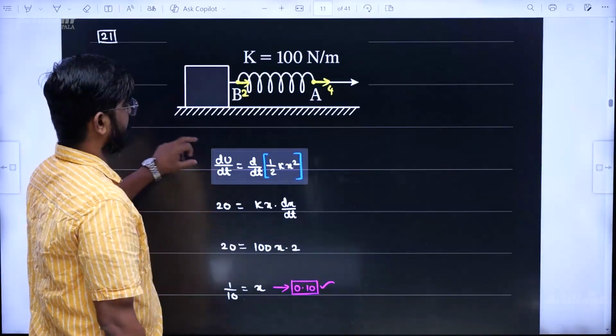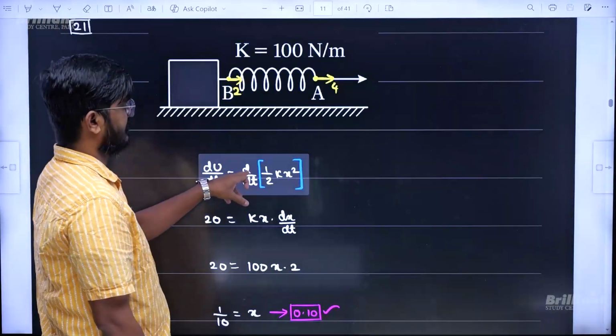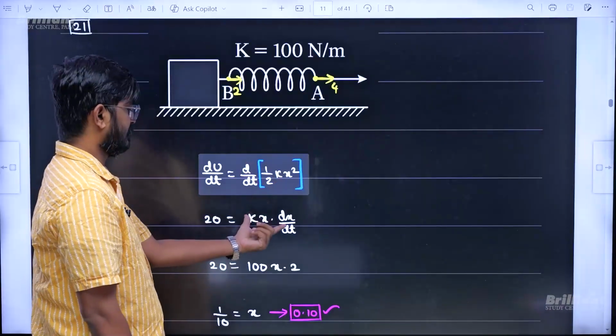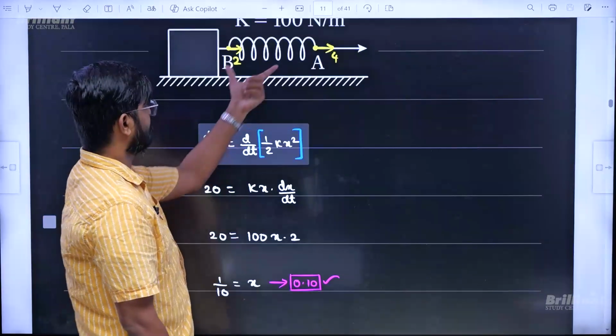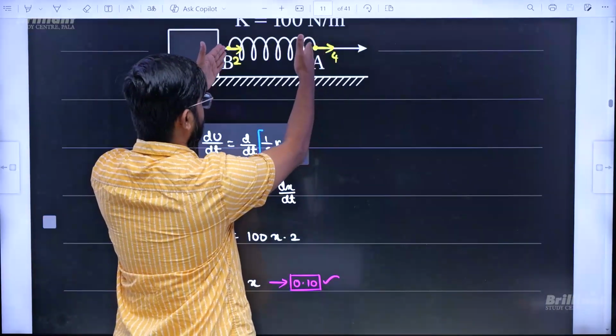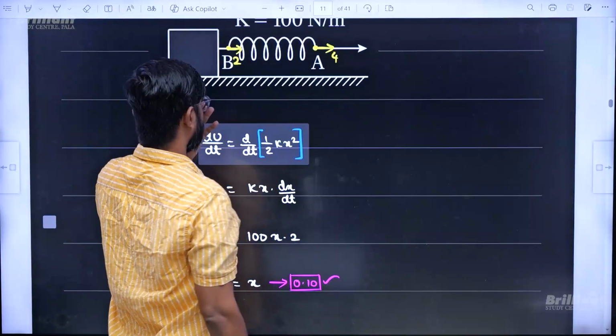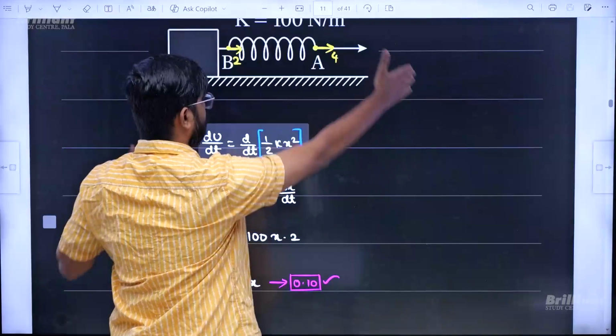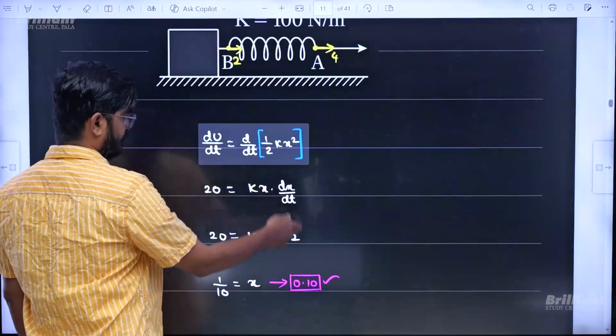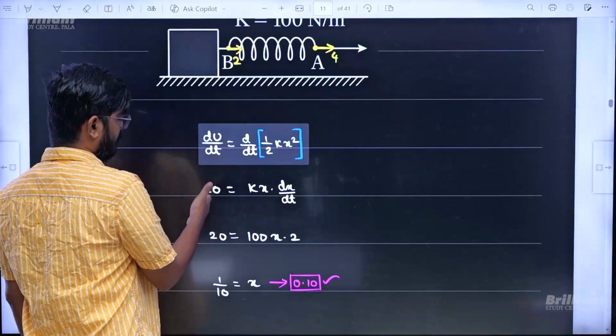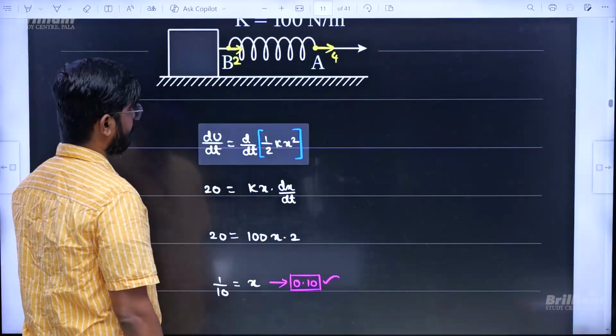The rate of change of potential energy in the spring is d by dt of half kx squared. Differentiation of this is this much. Now what is the rate at which this extension is varying? That depends on the relative velocity. The relative velocity is 2, so with respect to this end it is increasing at a rate of 2. The K value is given in the question. You need to find what x is.